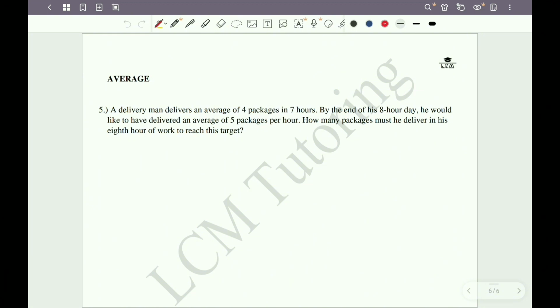Question 5 says, a delivery man delivers an average of 4 packages in 7 hours. By the end of his 8-hour day, he would like to have delivered an average of 5 packages per hour. He's almost there. How many packages must he deliver in his 8th hour of work to reach this target? Again, this is like question 4, where we have a total that we want to achieve, or in this case, an average that we want to achieve, which is basically the same thing. We're going to find the total that we have now and the total that we want to have, and then just find the difference.